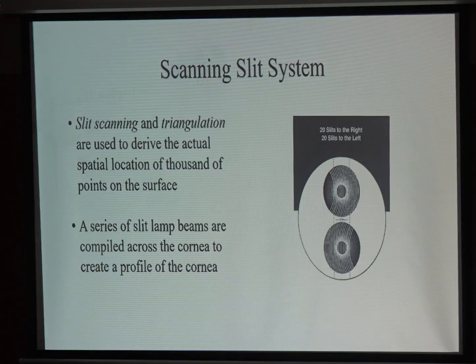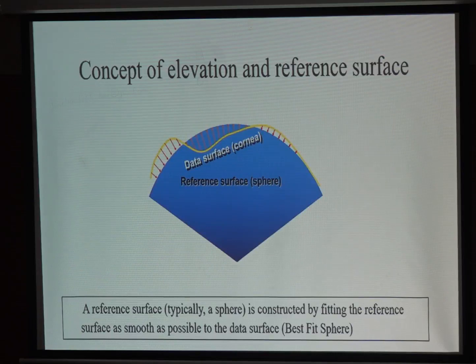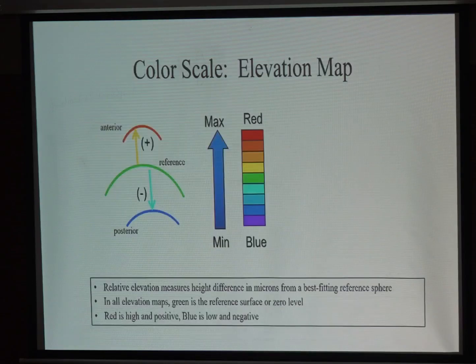In this, it is used to derive the actual spatial location of thousands of points on the corneal surface, and a series of slit lamp beams are compiled across the cornea to create a profile of the cornea. So this uses the concept of elevation and the reference surface. A reference surface, typically a sphere, is constructed by fitting the reference surface as smoothly as possible to the data surface, which is known as the best fit sphere. And depending upon whether the patient's corneal surface is above that best fit sphere or below it, it will be represented in the form of certain color scales, right?